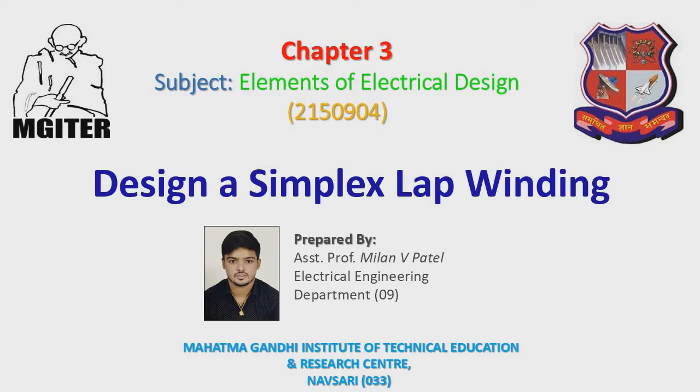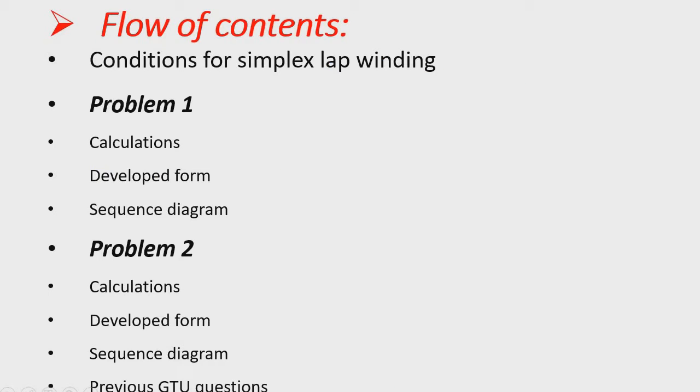It is a topic from the subject Elements of Electrical Design, subject code 2150904. It is chapter 3 from the subject. So now, flow of contents. First of all, conditions for the simplex lap winding. Then problem number 1, then calculation of it, developed form of this problem and sequence diagram of the above problem number 1. Then problem number 2, same calculation, developed form and sequence diagram, and previously asked GTU questions. So it is a very important topic regarding our GTU examination.